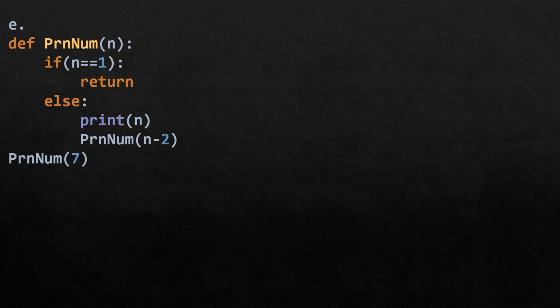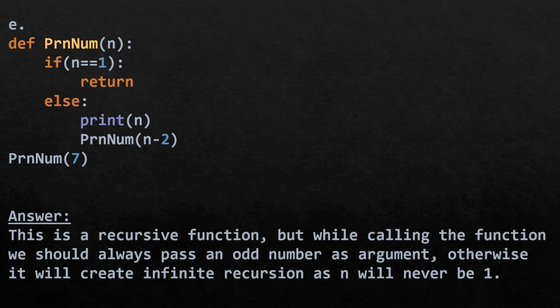Now, the next code has a function prn_num, that is one recursive function which is defined over here with value n. If n equal to 1, it will return, else print n, and prn_num will be called with a new value n minus 2. Now we are calling this function with the value 7. So what will happen? First, n value is 7, so the else part will be executed, it will print 7, and again prn_num will be called with 7 minus 2, that is 5.